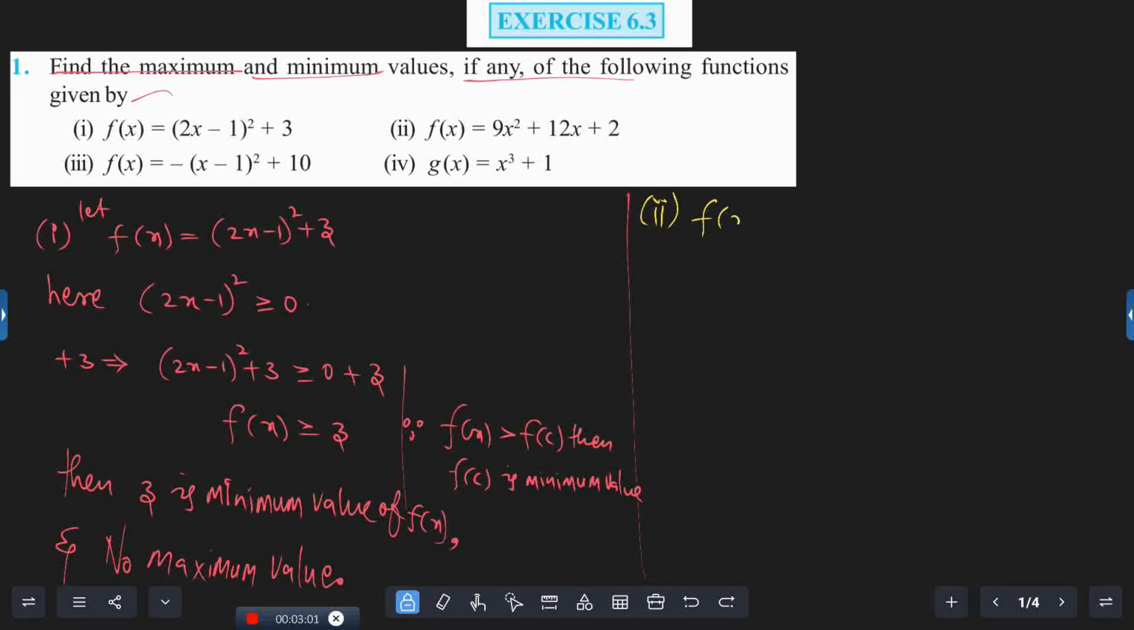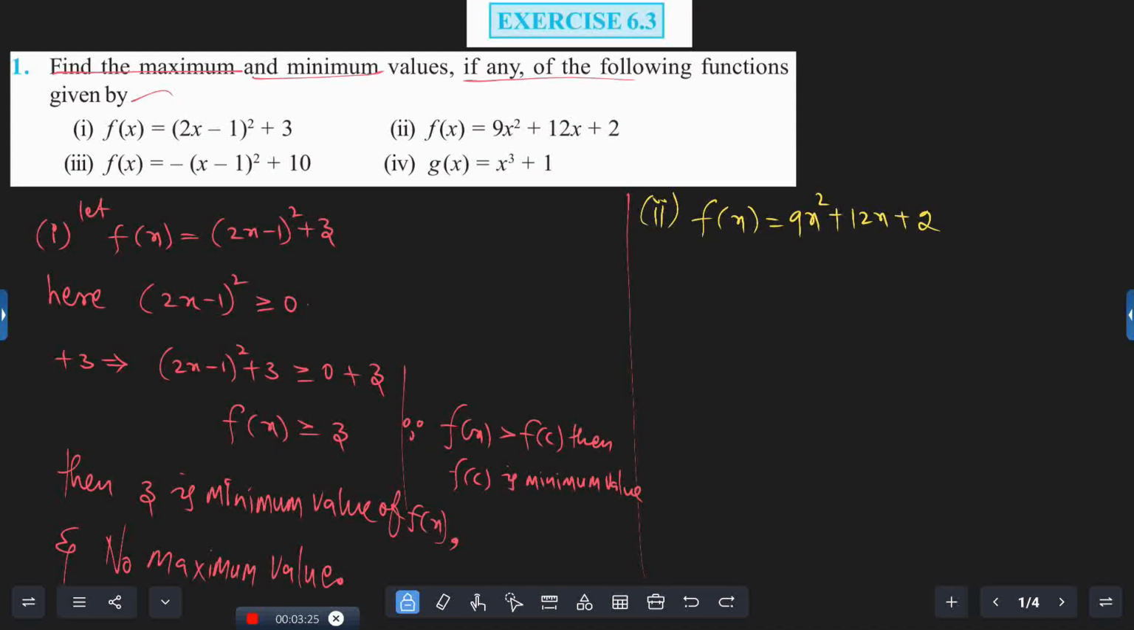Second: f of x is equal to 9x square plus 12x plus 2. Okay. Shall we go by definition method or theorem 3 or theorem 4? Tell me quick. Definition we will try. Yes, in definition you should bring a whole square. This is what you want to bring. Whole square. Listen carefully.